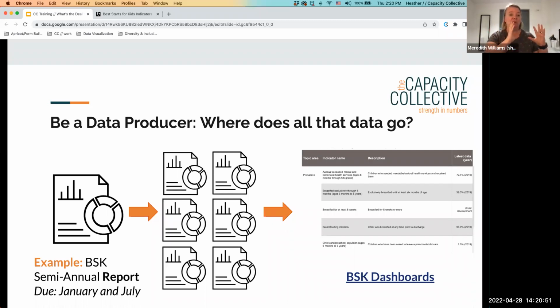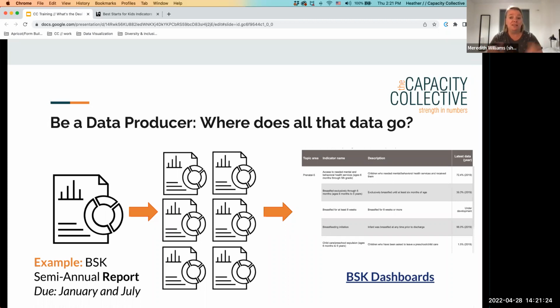So you or somebody in your program collects all that data together, sends it to BSK. BSK takes all of that data and puts it with all of the other programs. And then they also collect all this other data from other sources, school districts, health departments, all sorts of government agencies. And because it's taxpayer funded, they are supposed to be putting all of the data in a place where anyone should be able to find it and anyone should be able to look at it.